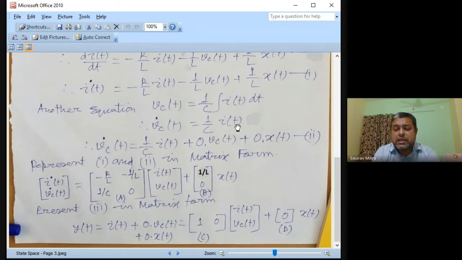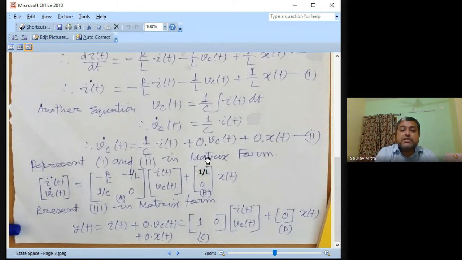So vc dot t is actually 1 by C into it, but we represent it as 1 by C into it plus 0 into vct plus 0 into xt, because we cannot ignore the presence of vc and xt in the state variable model. So their coefficients we have to write as 0 and 0, because vc dot t is only 1 upon C of it. So how to write vc dot t? vc dot t is nothing but 1 upon C into it. The first row element gets multiplied with the first column element, so 1 by C into it. So vc dot t is equal to 1 by C into it plus 0 into vct plus 0 into xt.